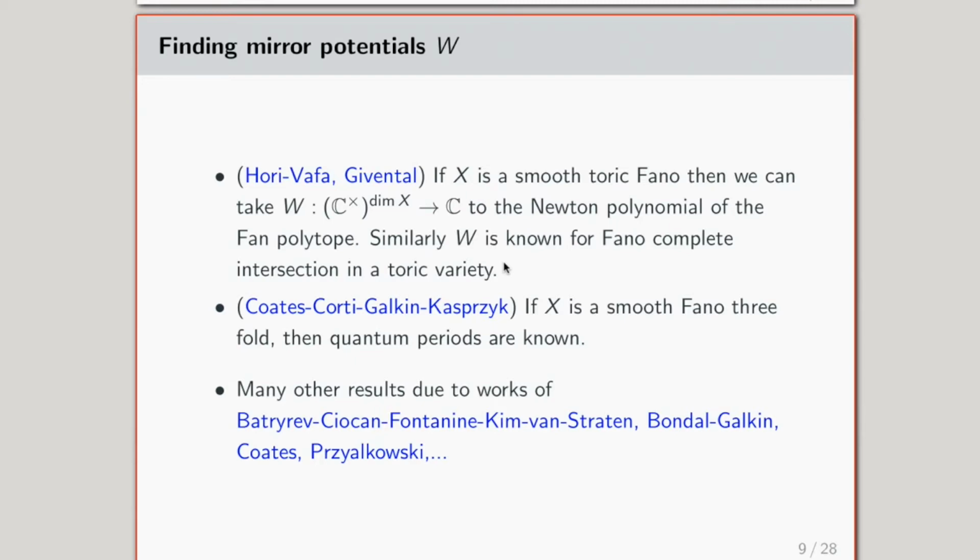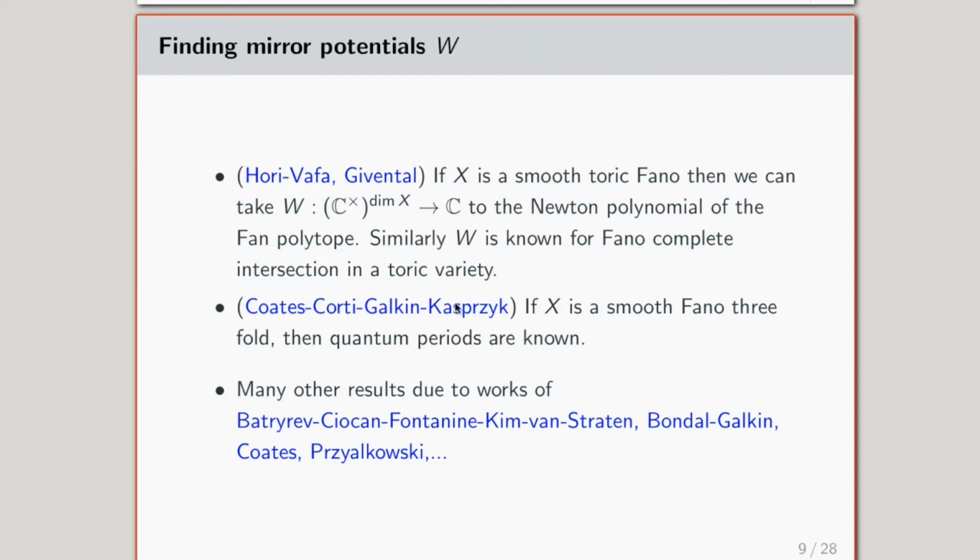Okay, so all the examples where this potential has been known are kind of far away from the features of the Fano variety that I'm going to consider today. It is not toric, nor a complete intersection. Okay? So for homogeneous spaces, these potentials are known, in works of Batyrev, Ciocan-Fontanine, Kim, Van Straten. There's also Bondal and Galkin, who computed this for Fano 3-folds, the toric degenerations, and then of course there's the paper of Coates, Corti, Galkin, and Kasprzyk, where the descendant Gromov-Witten potential has been computed for any Fano 3-fold, and also a lot more.